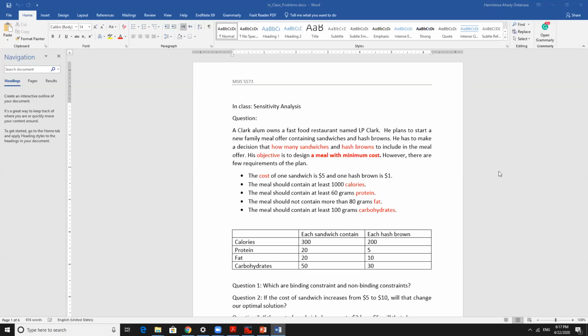Okay, let's look at the problem. First of all, we know the coefficient of cost. We know each sandwich costs $5 and hash brown $1. Also, their coefficients in terms of calories, protein, fat, and carbohydrates. So let me show you the Lingo screen.